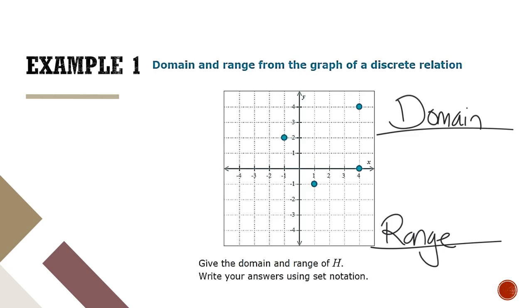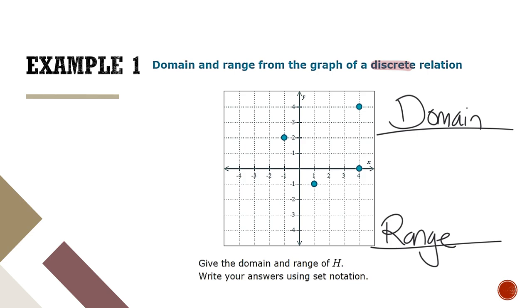So let's look at example 1, the domain and range of this discrete relation. What does discrete mean? First off, it just means it's not going to be continuous. It's just a finite number of different data points, which we only have 1, 2, 3, 4 different points. Hence being discrete. Continuous will be an infinite number of points.